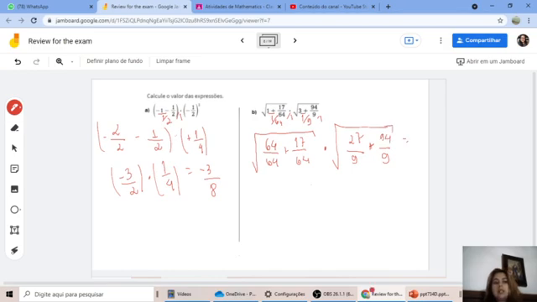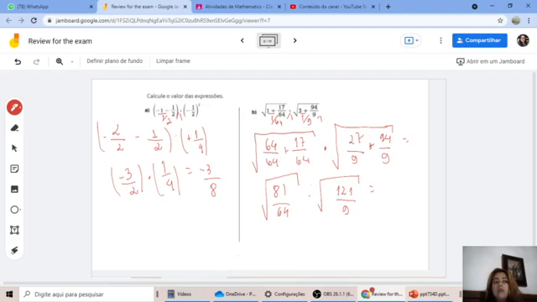64 plus 17 is going to be 81, and then I repeat the denominator, times 27 plus 94, right? 121 over 9.